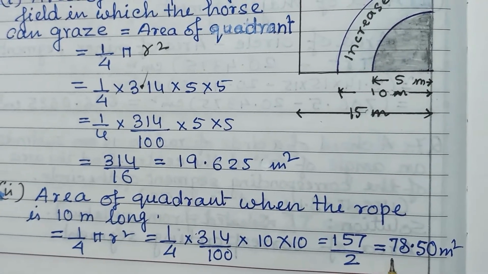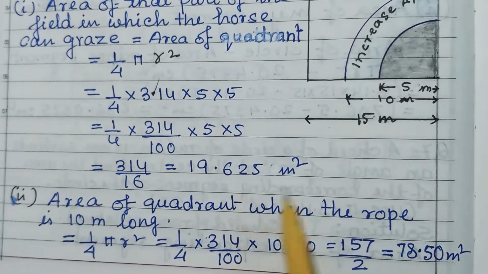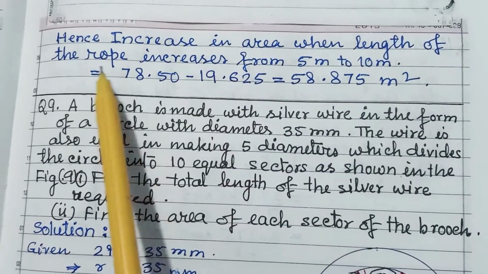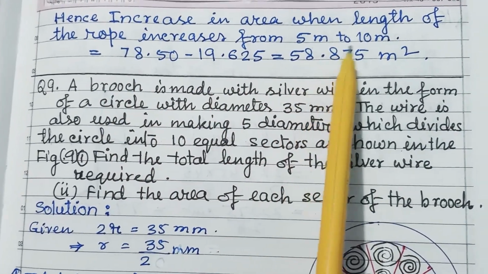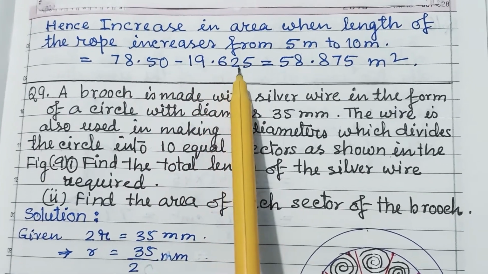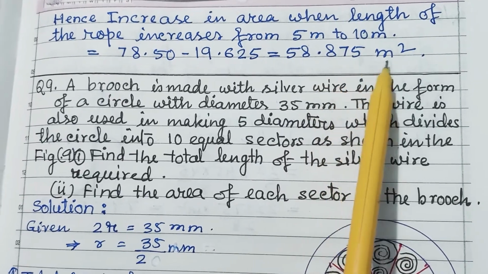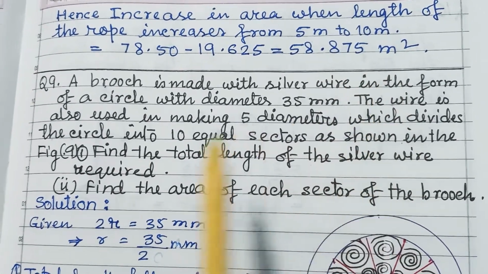Okay. So what is the increase in area? Clearly, this minus this. Hence, the increase in area when the length of the rope increases from 5 meter to 10 meter is 78.50 minus 19.625, which is equal to 58.875 meter square. Okay. Question number 9.